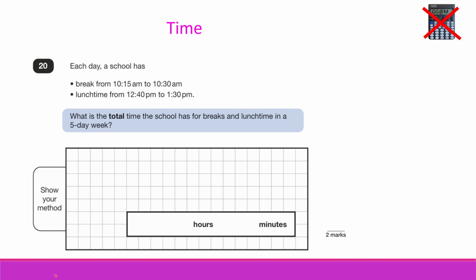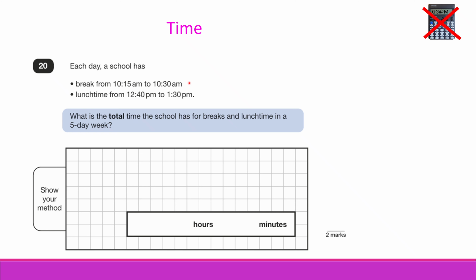This is a question on time. In this question, you need to read the question carefully because there's quite a bit of information to take in. Remember, you're going to have to write your answer in the box provided. On the left-hand side, it says show your method. So that means all the steps and the thought processes you're going through, you need to write down in this box in order to get the 2 marks.